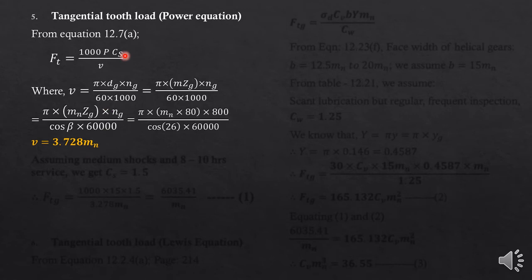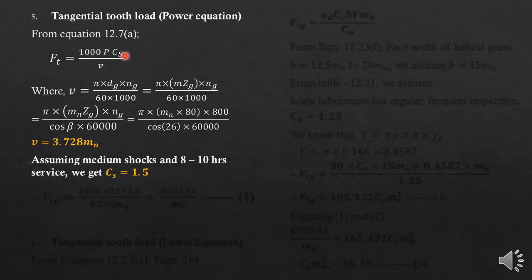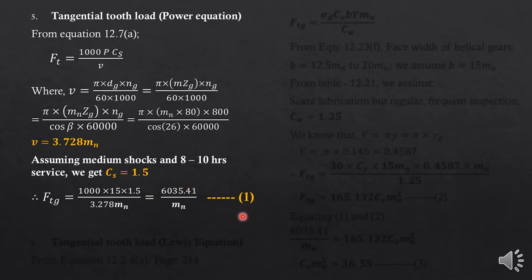For service factor CS, as usual, from the table, we assume say medium shock and 8 to 10 hours service. It's an assumption. Any of the options that you have in the table you can pick. Therefore, from the handbook, for medium shocks and 8 to 10 hours service, we get service factor as 1.5. Substitute everything back into the power equation and you get the tangential tooth load of the gear as 6035.41 divided by Mn. We will term it as equation 1.